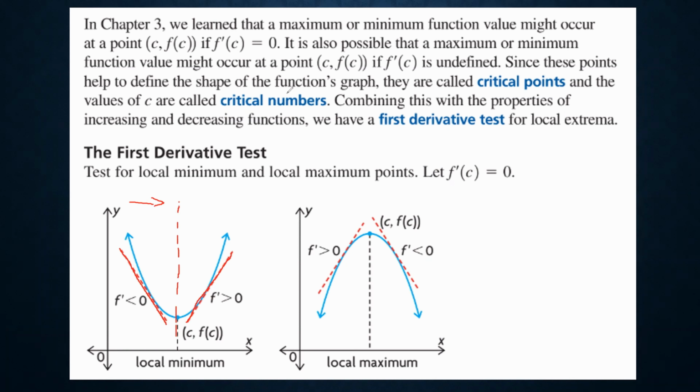But what are we going to do if the derivative, for example, has no zeros, like never equals 0, or it equals 0, but it's not a local minimum or local maximum? It is also possible that a maximum or minimum function value might occur at a point c, f of c, where the derivative at this point is undefined.